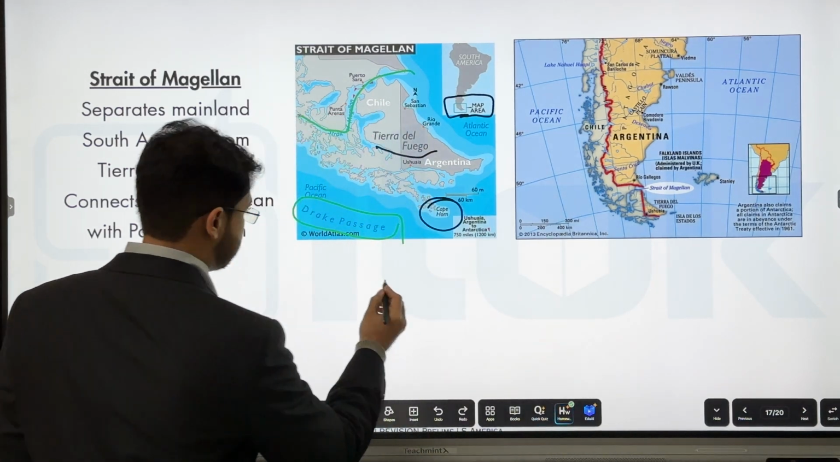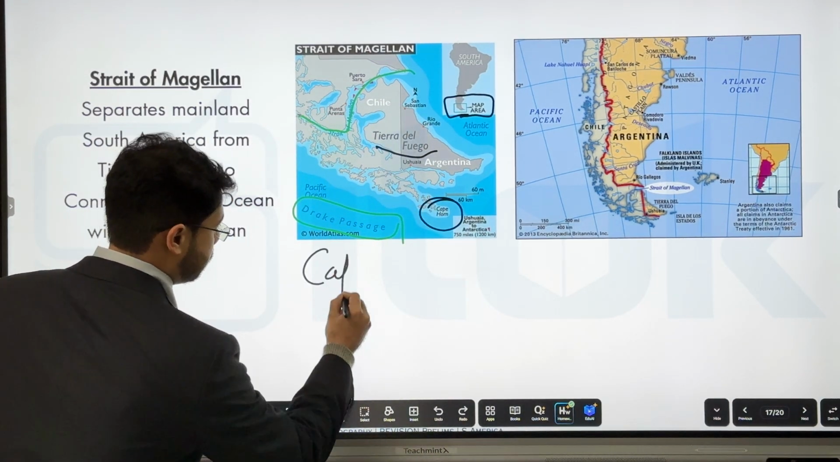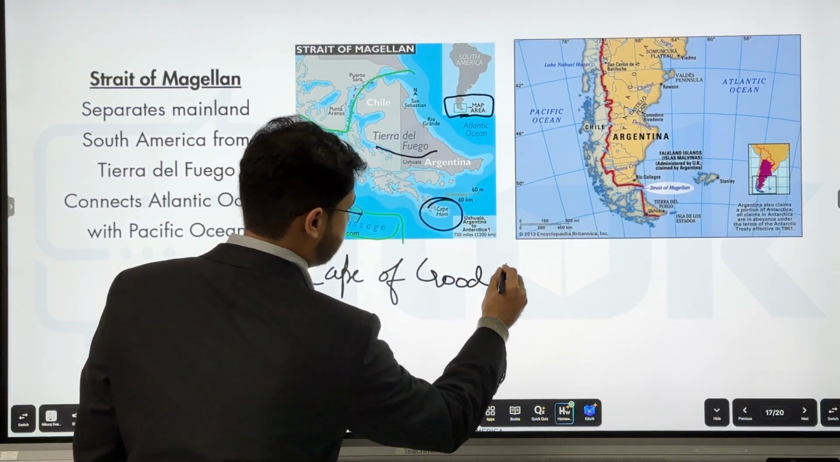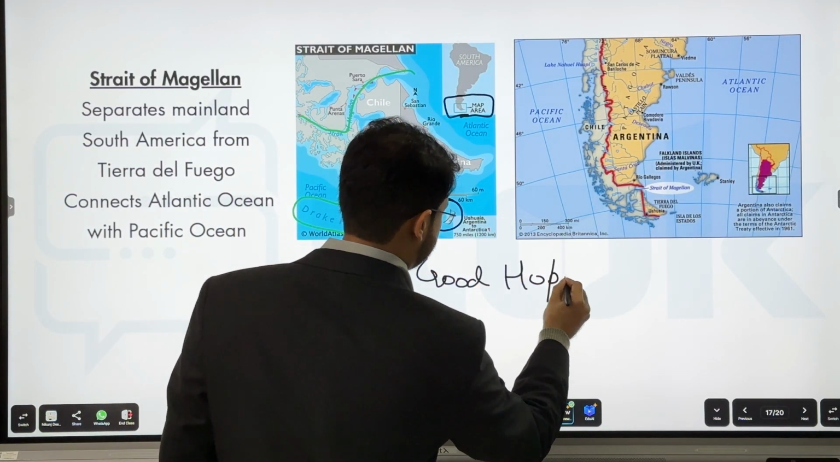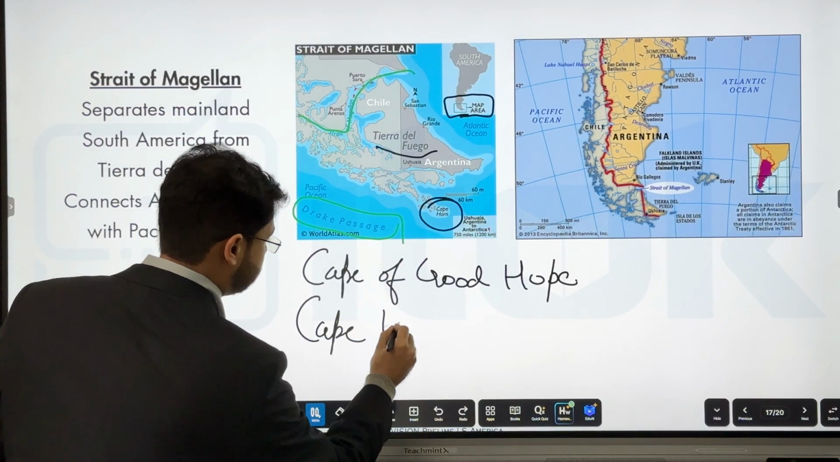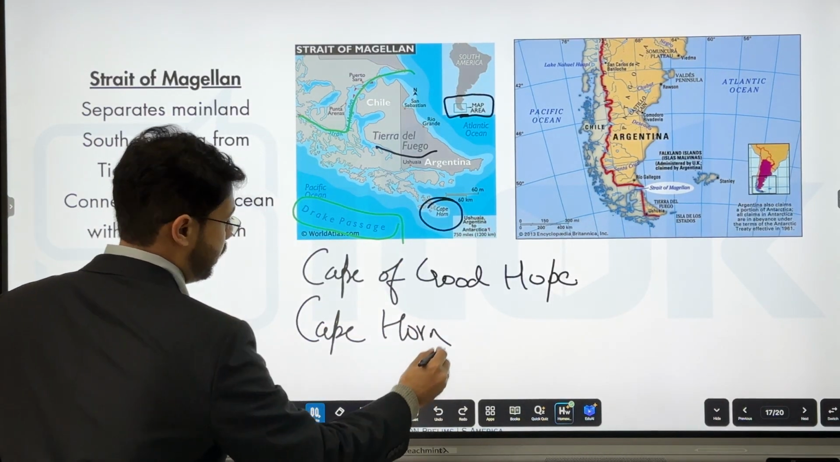Let me write it like this. And there is Cape Horn in South America.